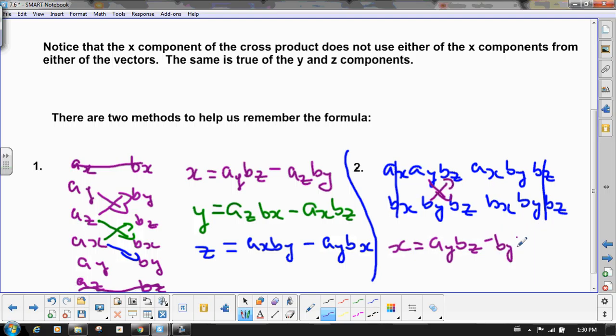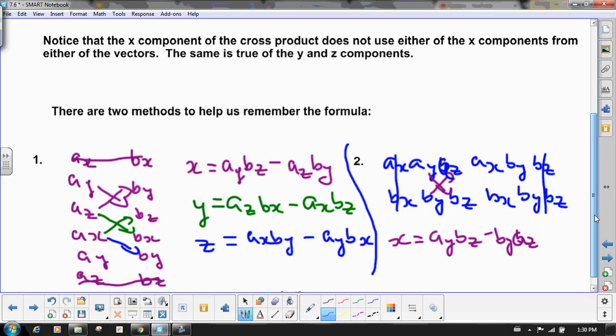Minus by, bz, or not by, sorry. Or did I make a mistake? I made a mistake right here. So there should be az, which means this is az right here.